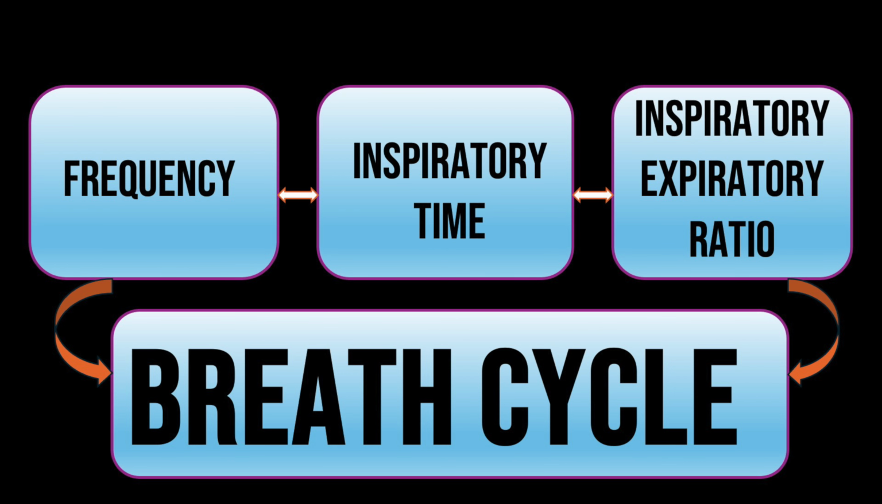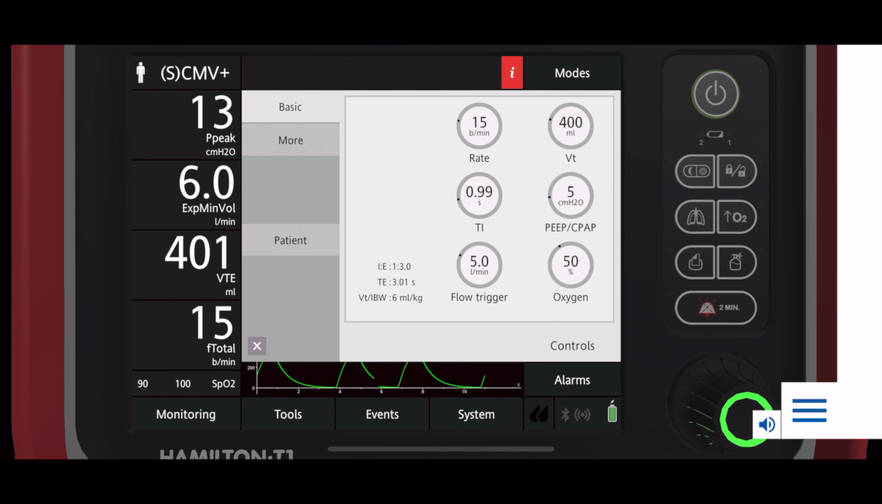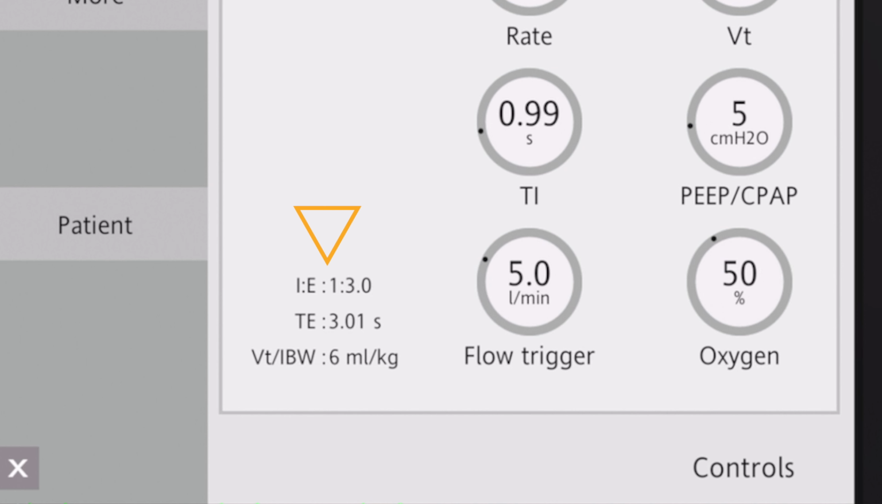The frequency, inspiratory time, and inspiratory to expiratory ratio must be coordinated to fit into the breath cycle. These are linked parameters in mechanical ventilation and are adjustable to address the patient's clinical pathophysiology, facilitate ventilator synchrony, and ensure patient comfort. Here's an example of the connection between frequency, inspiratory time, and the inspiratory to expiratory ratio. In this patient, the respiratory rate is set to 15 breaths per minute with an inspiratory time of 1 second and an inspiratory to expiratory ratio of 1:3.